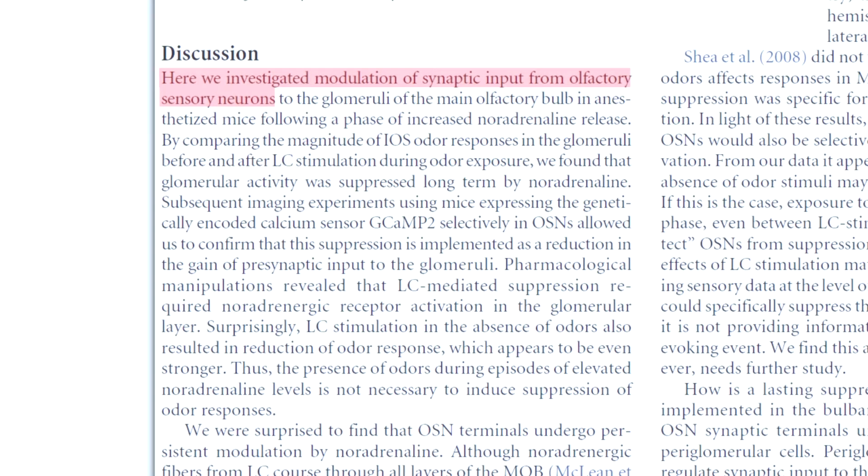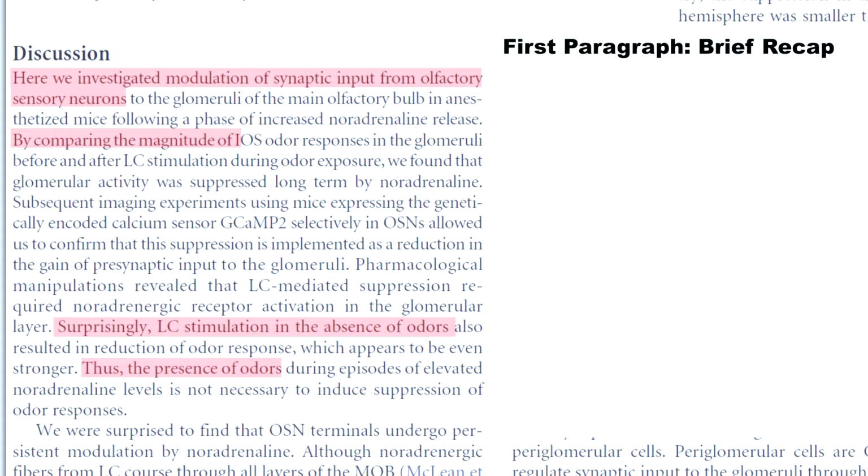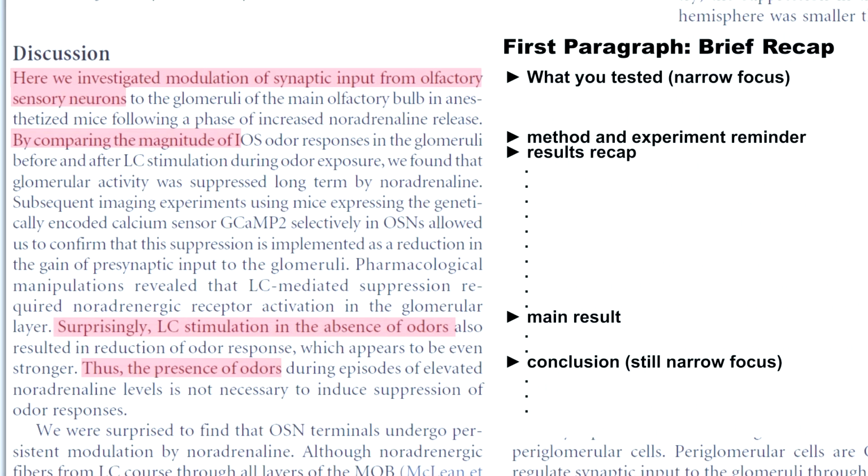Then I talk about the logic of the experiment by comparing the magnitude of blah blah blah. And then there comes the main result, surprisingly locus coeruleus stimulation in the absence of odors, etc., etc. And then there is a conclusion, thus the presence of odors, etc., etc. This is really a very brief recap of what the reader should have read in the introduction, the methods, and the results. People who actually read the whole paper and don't skim might get bored because they are reading this the third time now. On the other hand, this is how they remember things.